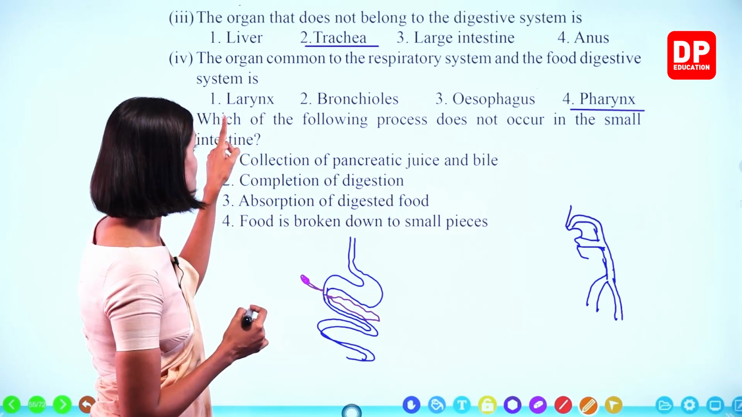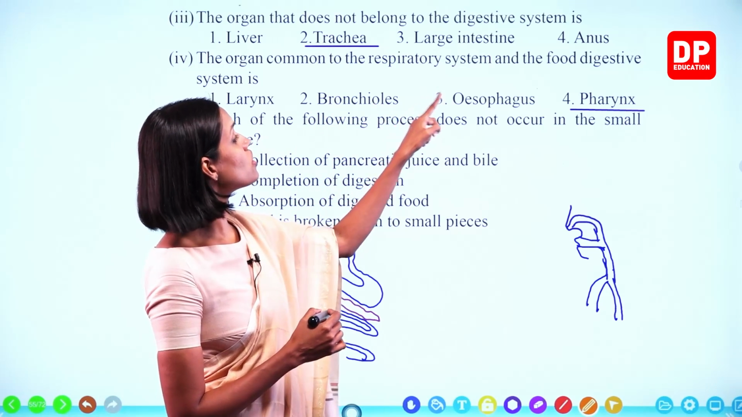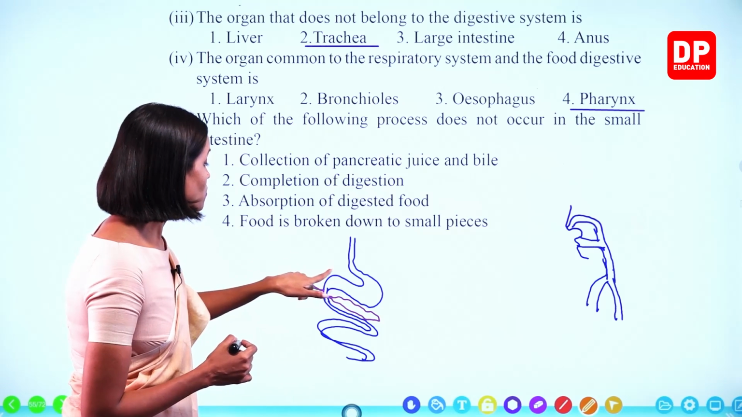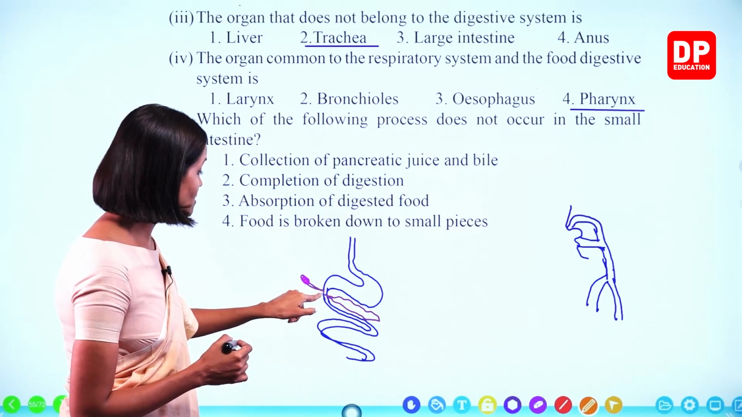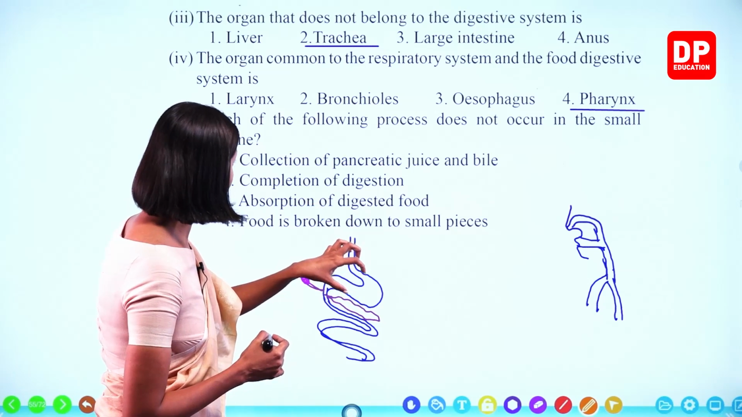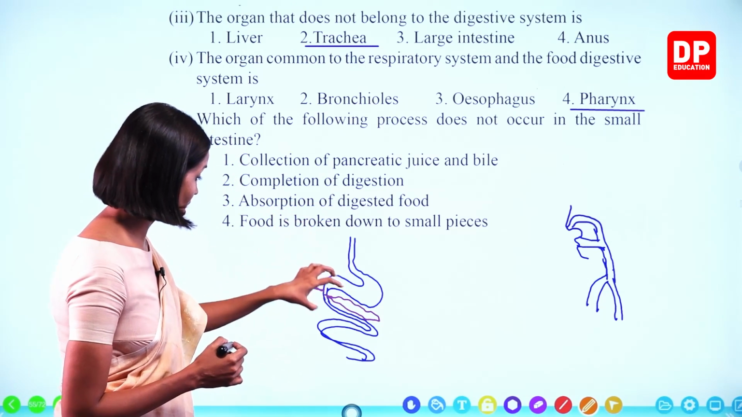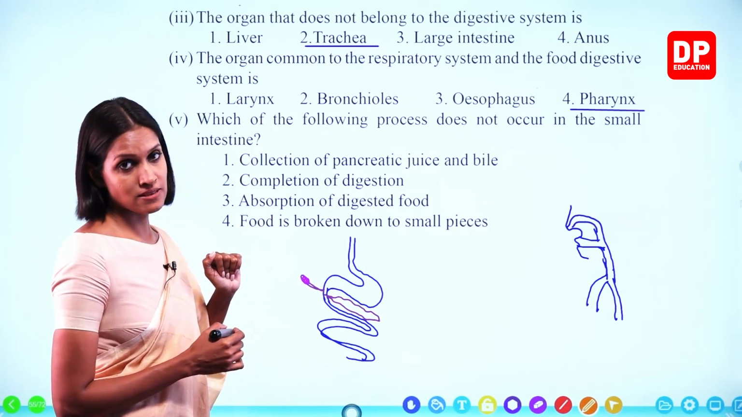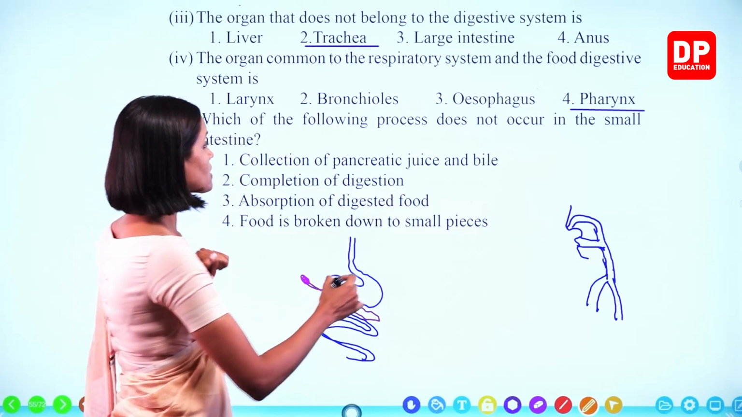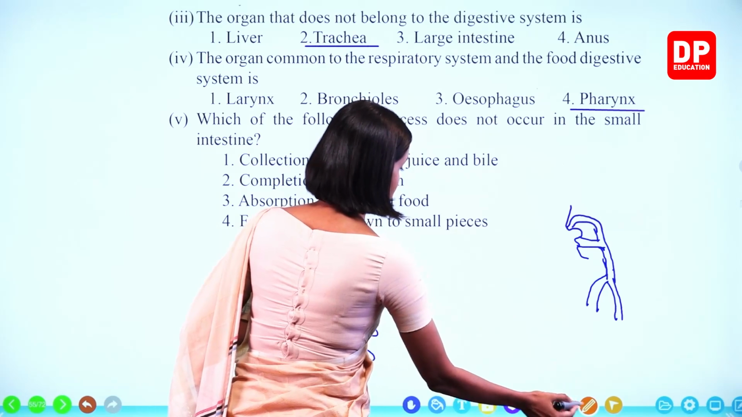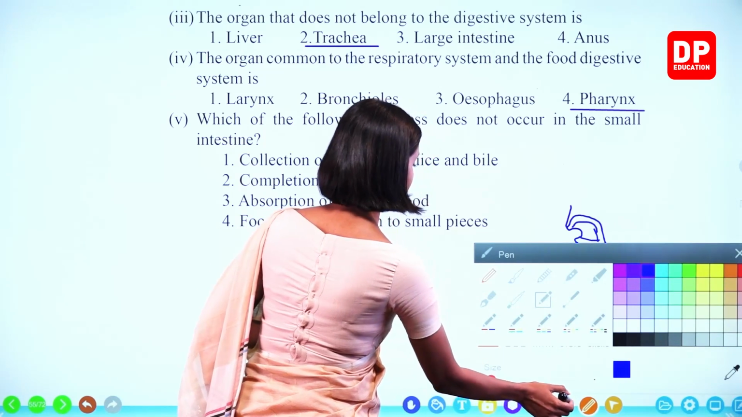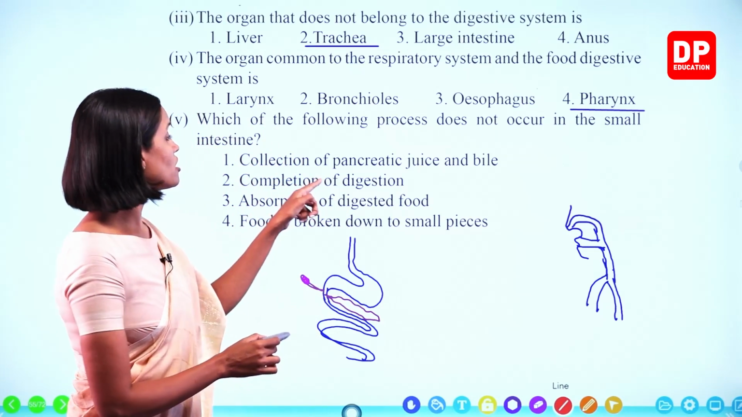Now here they ask, which of the following process does not occur in the small intestine? As both these organs are connected to the very first part of the small intestine, adding of pancreatic juice and bile takes place at this place, which means in the small intestine. Therefore, this is not the answer. Right, children? Okay. What is the second one? Completion of digestion.